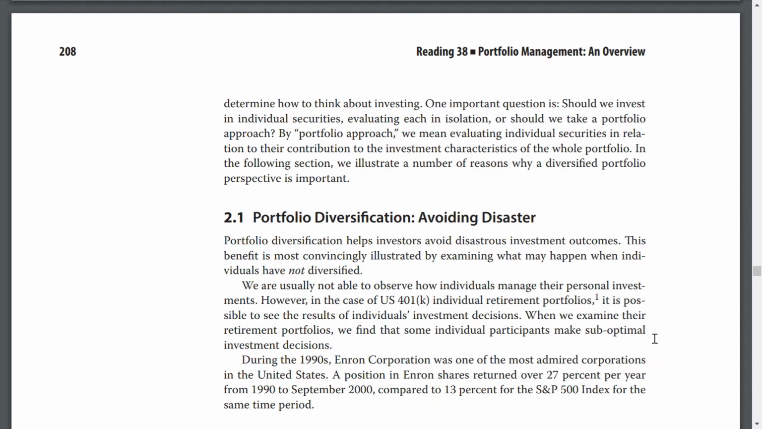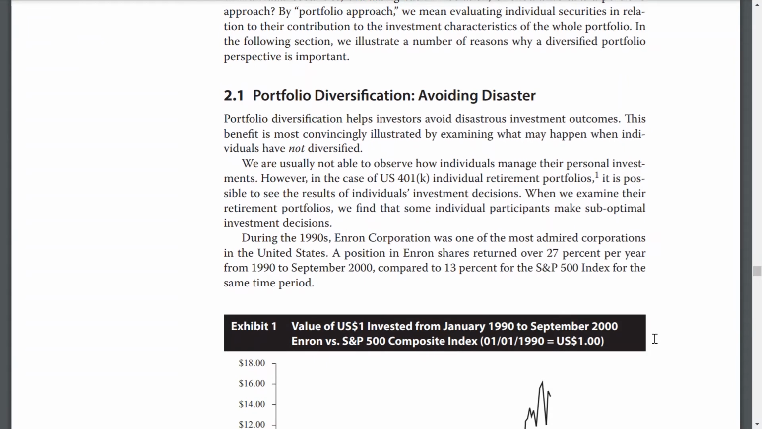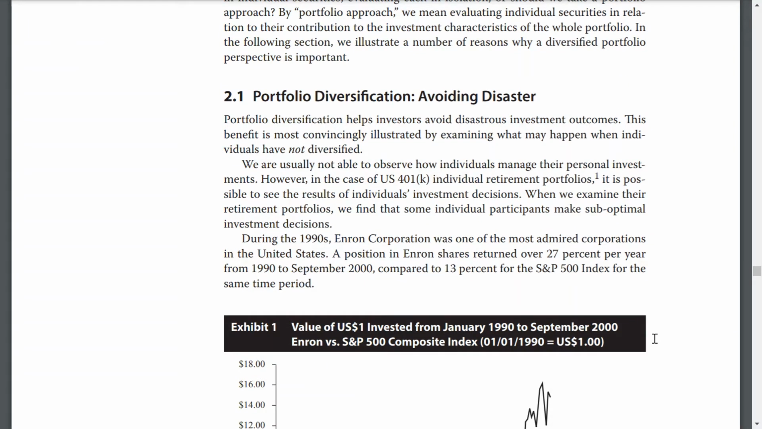Portfolio diversification: avoiding disaster. Portfolio diversification helps investors avoid disastrous investment outcomes. This benefit is most convincingly illustrated by examining what may happen when individuals do not diversify. We are usually not able to observe how individuals manage their personal investments. However, in the case of U.S. 401(k)s, individuals' retirement portfolios, it is possible to see the results of individual investment decisions when we examine their retirement portfolios. We find that some individual participants make suboptimal investment decisions.